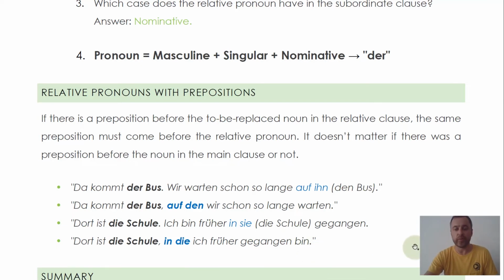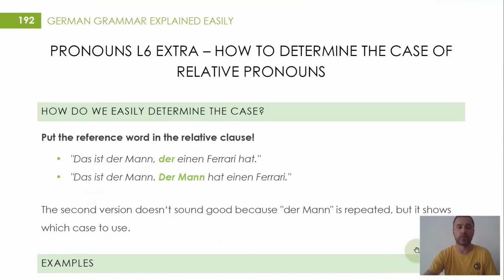And now I promised you that I will show you how to determine the case of the relative pronoun. That you have to do in the same way like you can figure out if there is a preposition in front of it or not. You simply make it two sentences. This means you put the reference word back into the relative clause. Das ist der Mann, der einen Ferrari hat, or das ist der Mann, er hat einen Ferrari.